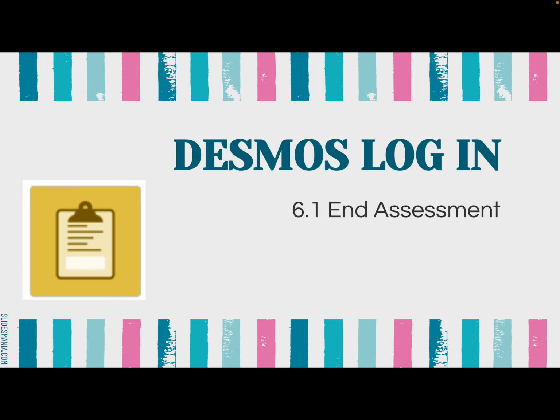First things first, our test is in Desmos. You are going to go to Desmos. You're going to see this symbol, this little picture with a clipboard. It is called 6.1 End Assessment. I believe there's something that comes after it, but look for 6.1 End Assessment, okay? When you log in, you're going to see a yellow and orange sign that says Unit 1 Test. You're in the right spot for it then, okay?